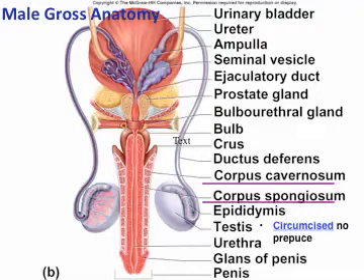Okay, what else do they have on the cartoon? That looks good. They have, well, obviously the prostate gland and the bulbourethral glands, which also would secrete ejaculate fluid into the ejaculatory duct.